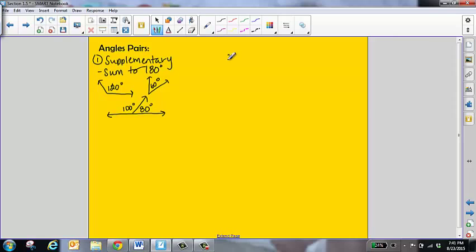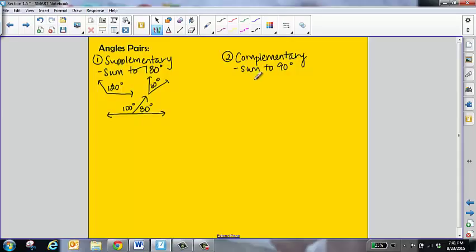Now the second type of angle pair, again, you may have heard this term before, but we have complementary angles. So supplementary angles sum to 180, and complementary angles are going to sum to 90 degrees. So again, basically it's any 2 angles who, when you add them together, is going to give you 90 degrees.